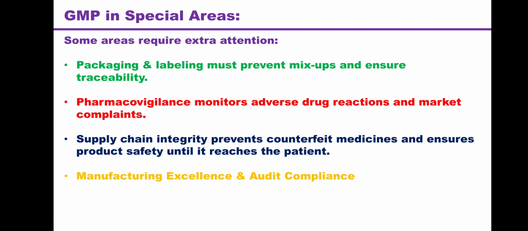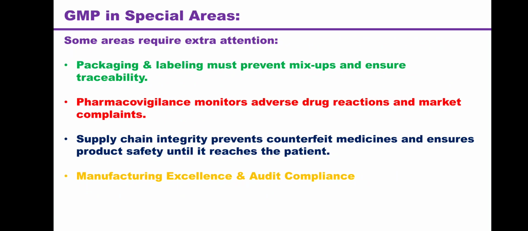Now we'll see GMP in special areas. There are some areas that require extra attention, like packaging and labeling, which must prevent mix-ups and ensure traceability. And one more important thing, packaging and labeling will directly go in the market with our final product. So it is important to maintain the packaging and labeling properly so that we can avoid mix-ups.